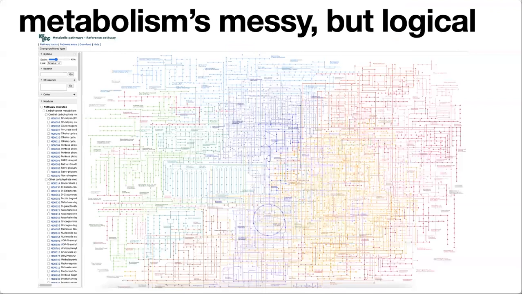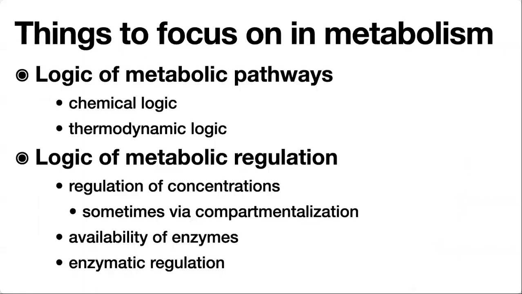So remember, metabolism is messy, but there is a logic to it. And if we focus on this logic, then we can understand all sorts of different metabolic quote unquote pathways, which are really more like this giant web. So focus on the logic of metabolic pathways, the chemical logic. Why do we shift things around? Why do we phosphorylate here? Do we want to make a better leaving group? Do we want to set things up for a cleavage?